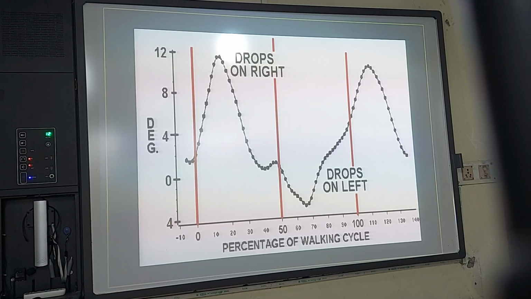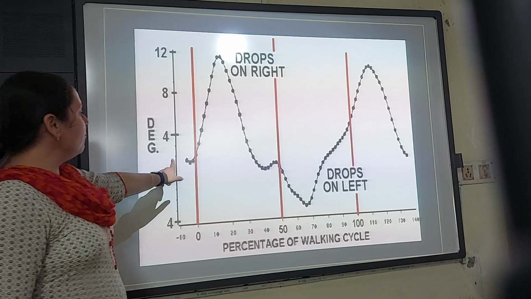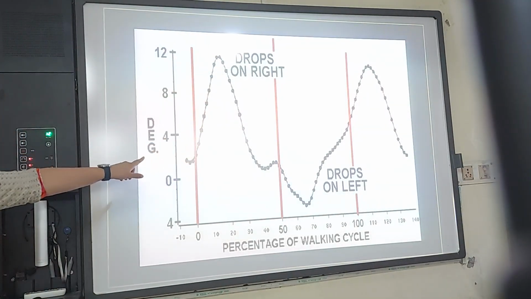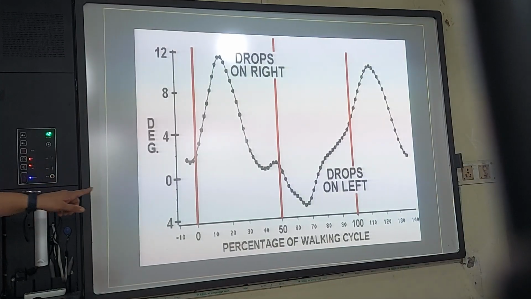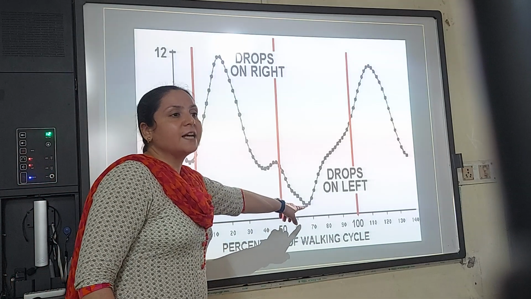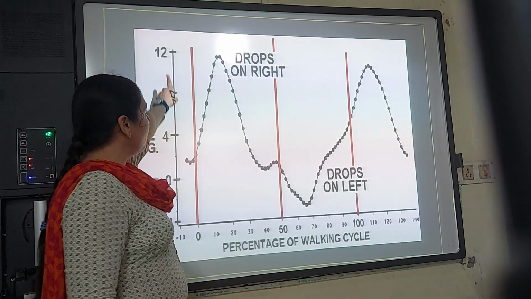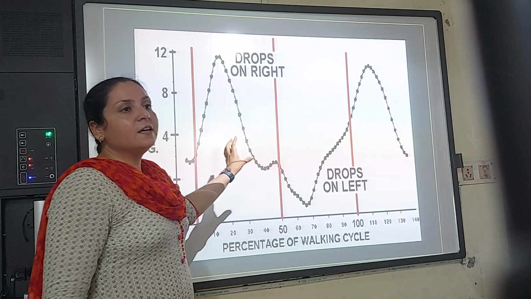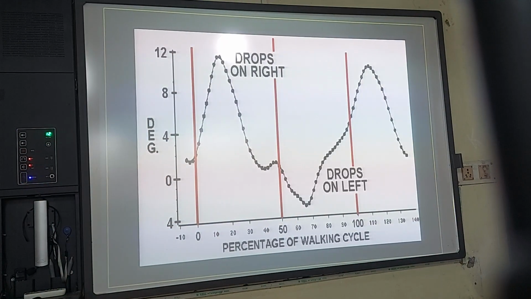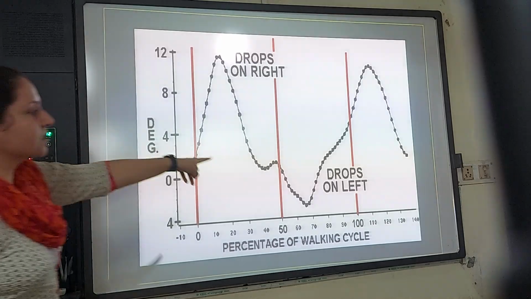Fine. You can see this is what happens. This kind of a drop which is seen is somewhere between 3 degree to 12 degree. This is a normal drop which is happening, and this is what is happening on the opposite side. So this is the normal limit. It will never go minus. The range of this drop is somewhere between 3 to 12 degree, and it follows this curve.